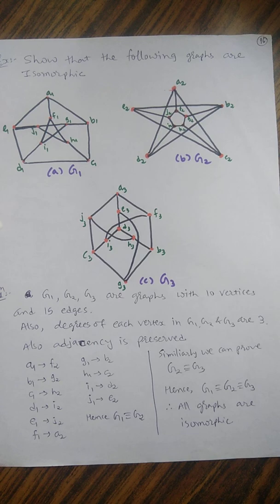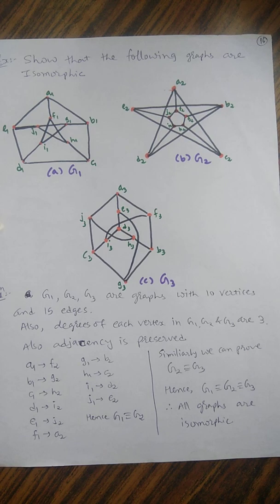For proving that, first of all we count what number of edges and number of vertices here. You can see that there are 5 vertices outside and 5 vertices inside in graph 1. And similarly in graph 2 also 5 vertices outside and 5 vertices inside. So total 10 vertices are in graph 1 and graph 2.